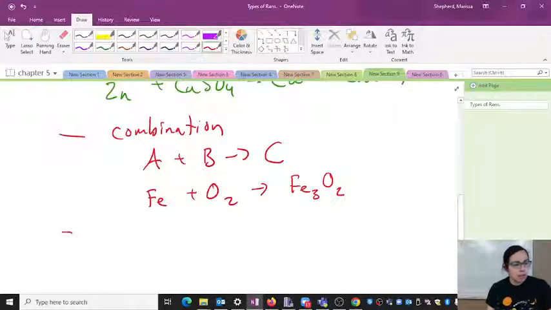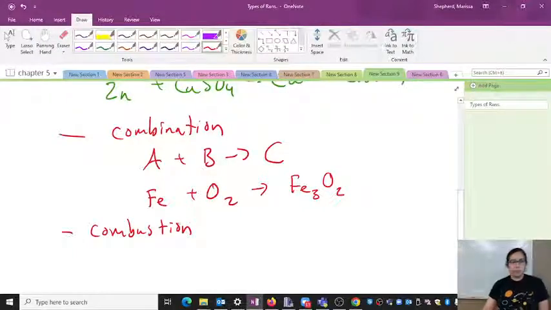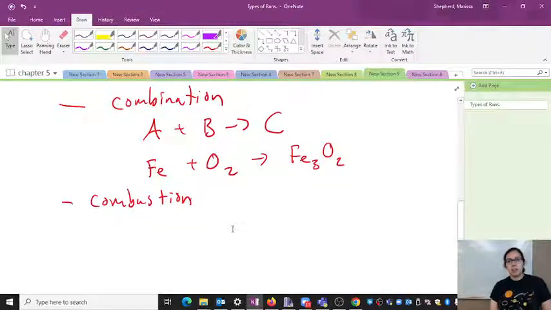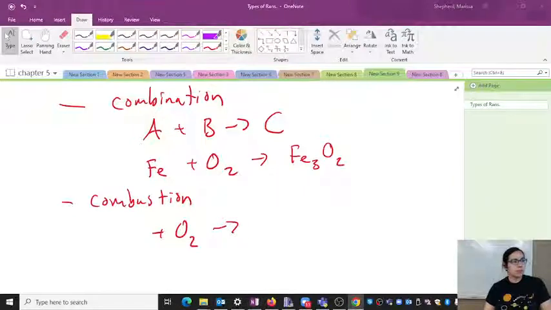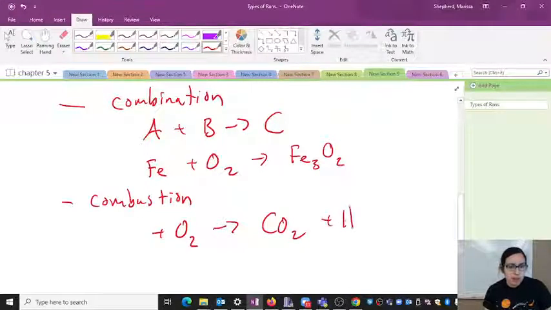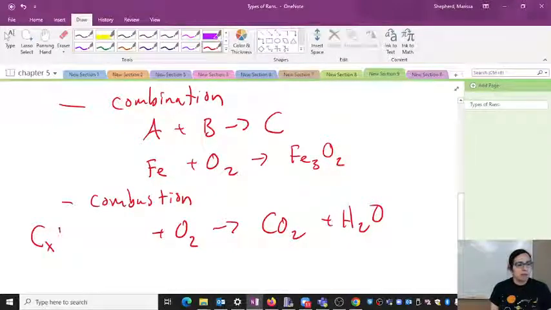And then we also have, of course, the combustion reaction. Do you remember how to spot a combustion reaction? O2 in the reactants, and then what are the products? CO2 and H2O. So CO2 plus H2O. Anytime you spot this, it should be some organic compound, which might have oxygen.